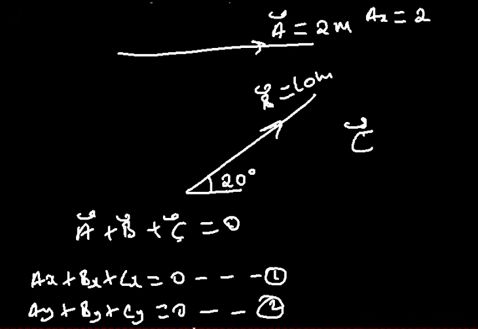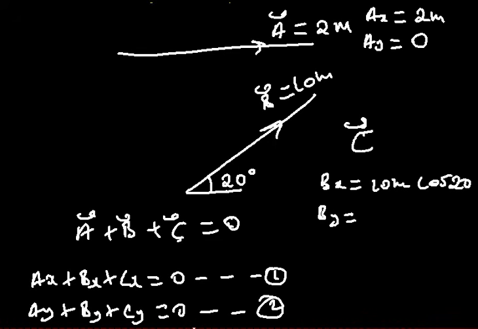Ax is the same as 2 meters, and Ay will be given as 0. Also, upon resolving this one into components, we'll have Bx as 10 meters times cos 20, and By as 10 meters times sine 20 degrees, since all components will be positive.